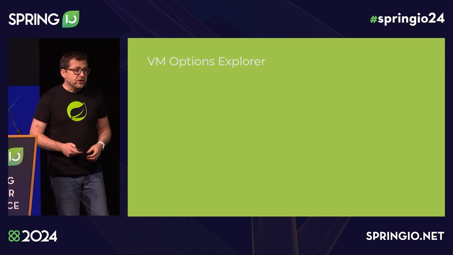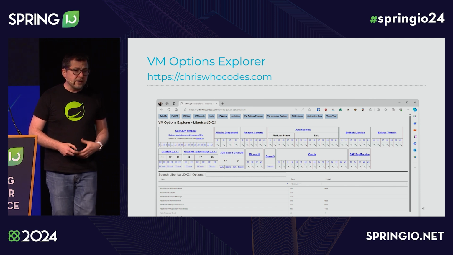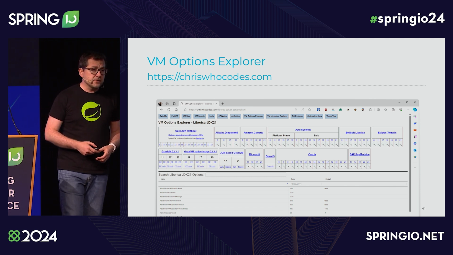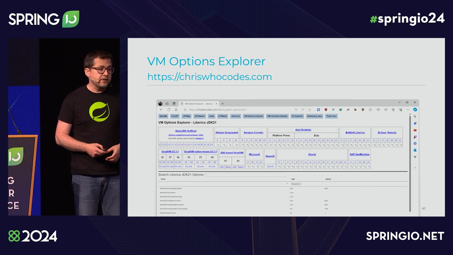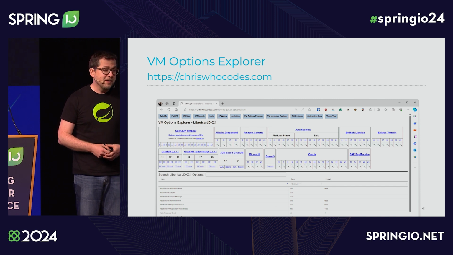Okay, so if you want to dive deeper into things, I came across a tool which is quite nice. It's called the VM Options Explorer by Chris, whocodes.com. So if you deal with different distributions of Java, you can look all the parameters up.